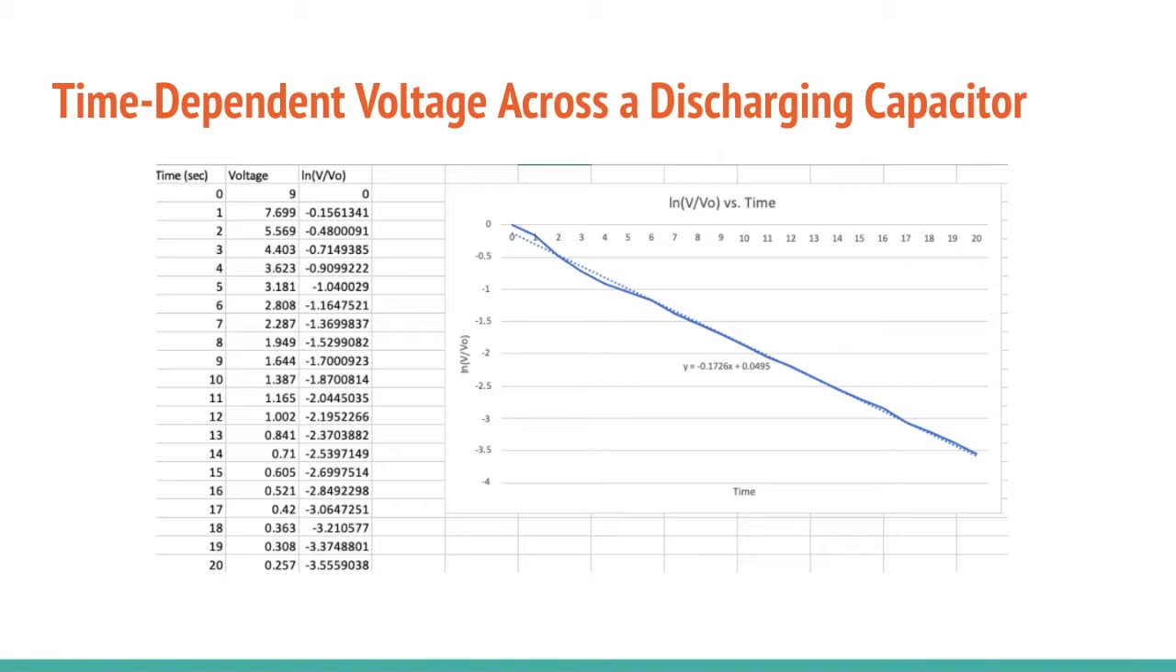Here is my data and graph used to find the time-dependent voltage across a discharging capacitor. I used the stopwatch and the voltmeter to measure my volts. And then for my line, I found that the function was y equals negative 0.1726x plus 0.0495.